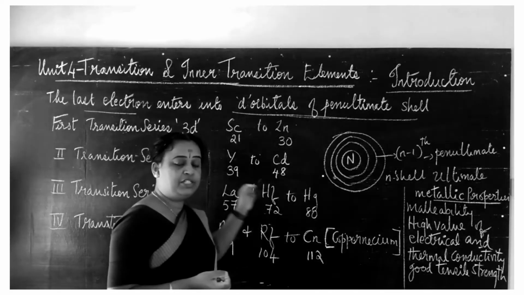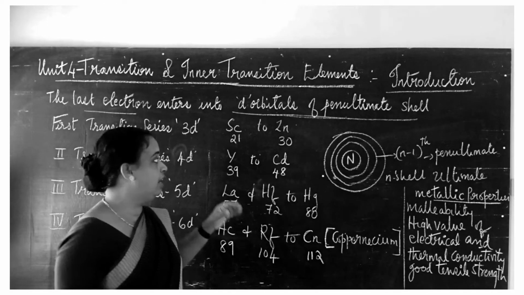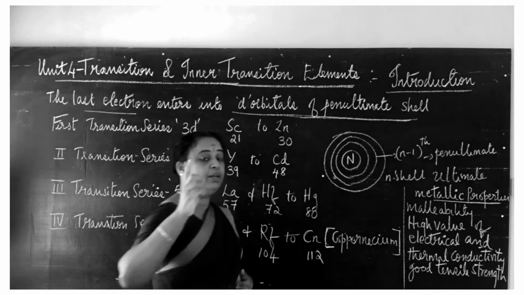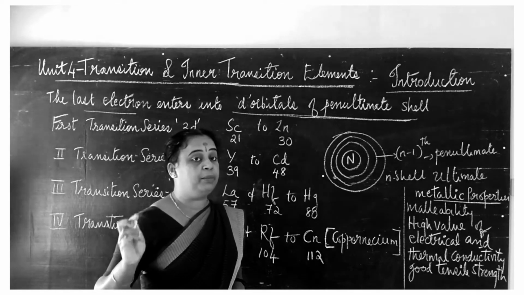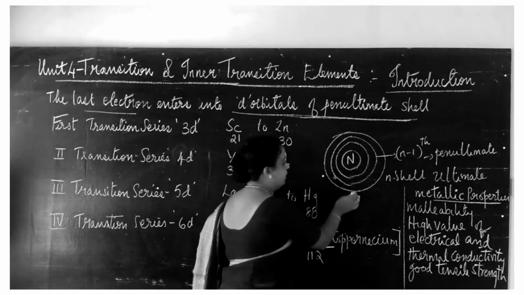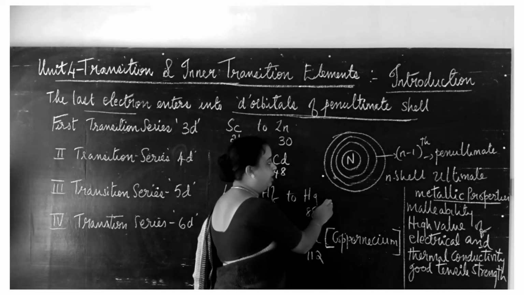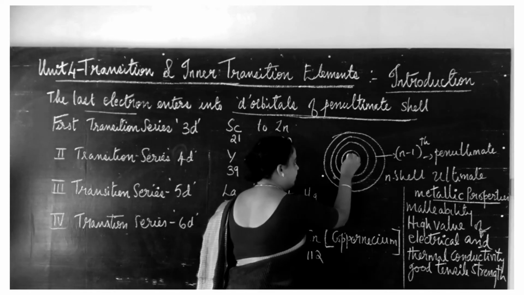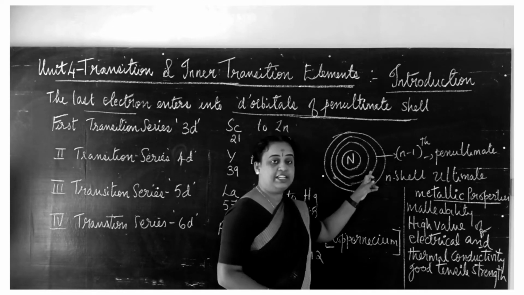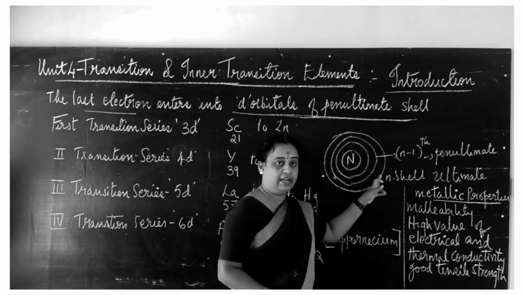But in this d orbital or d subshell, the valence electron enters into the penultimate shell. Now we have to understand what the penultimate shell is. Here you can see I have drawn the representation of an atom. The center is the nucleus. Surrounding the nucleus are the shells: first shell, second shell, last shell.